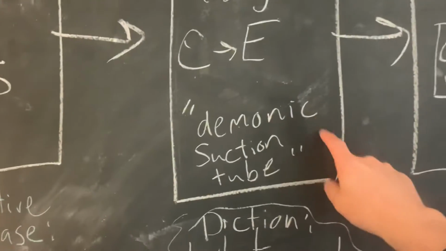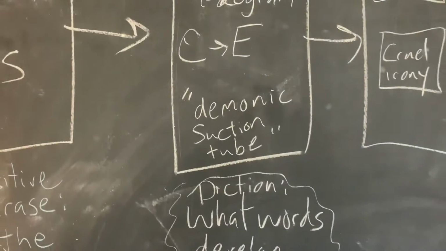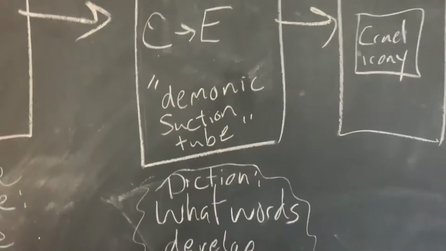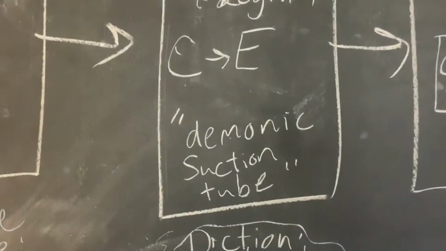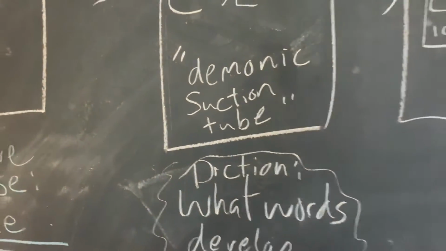We all agreed the demonic suction tube, the figurative language, was powerful. Now, naming it only scores a 2. Martin Luther King uses figurative language in the quote, blah, blah, blah. You need to get to how does it prove his argument? How does it persuade? That's called the warrant.